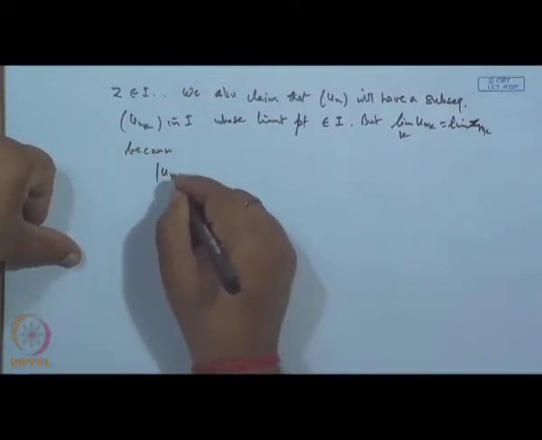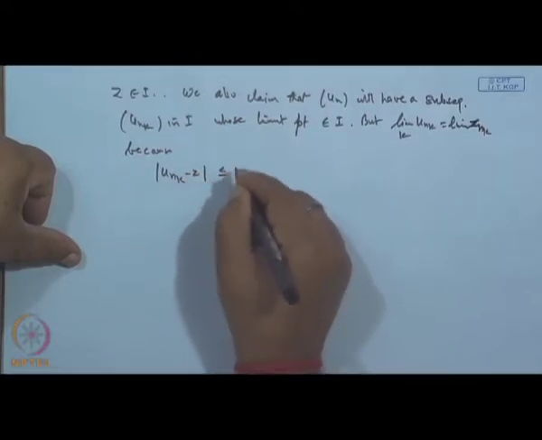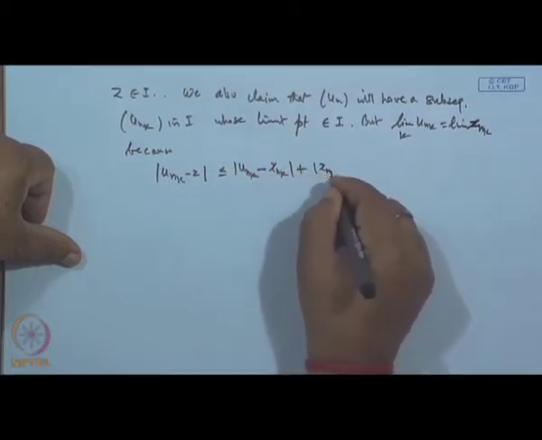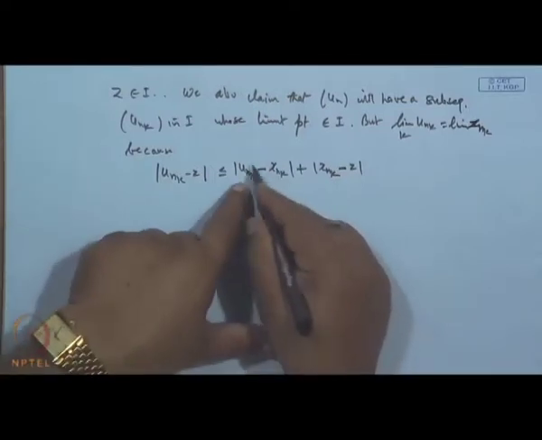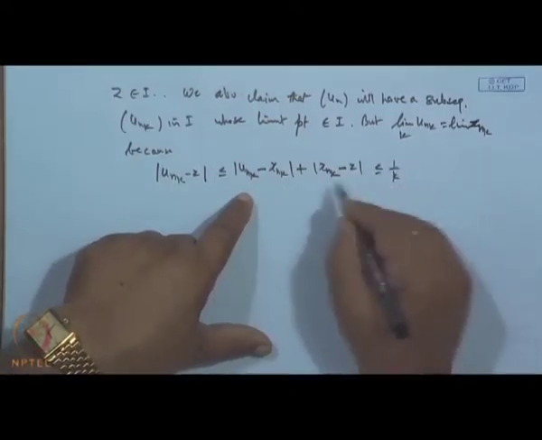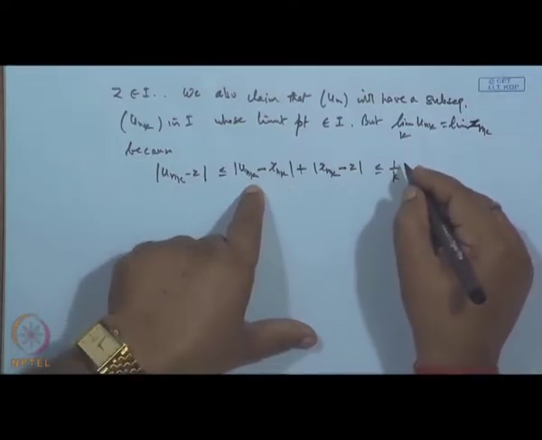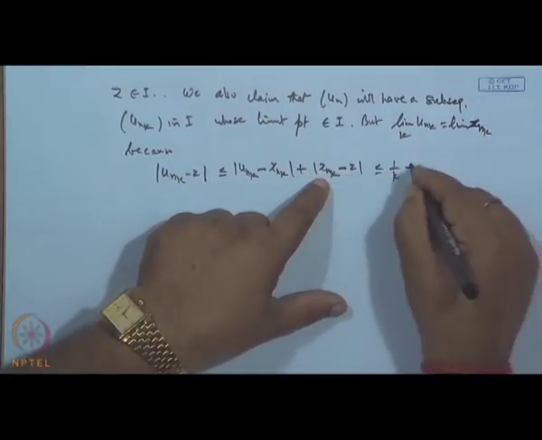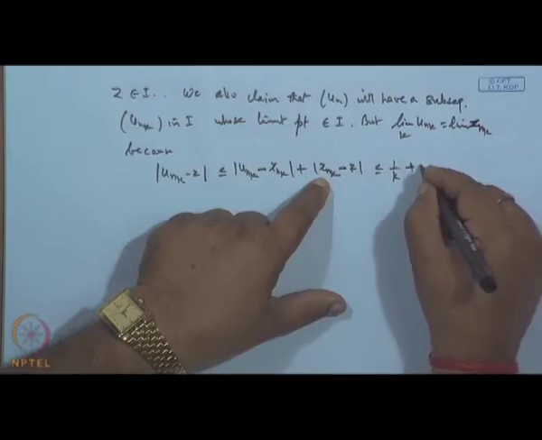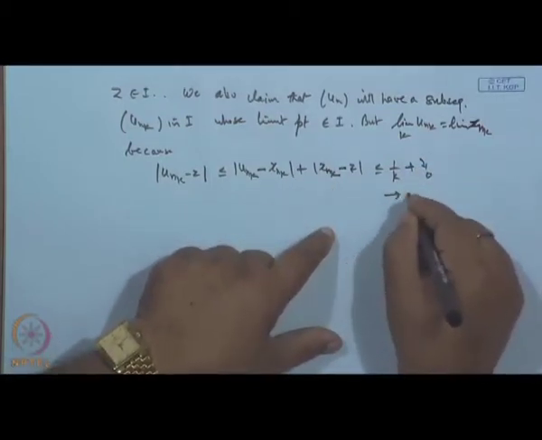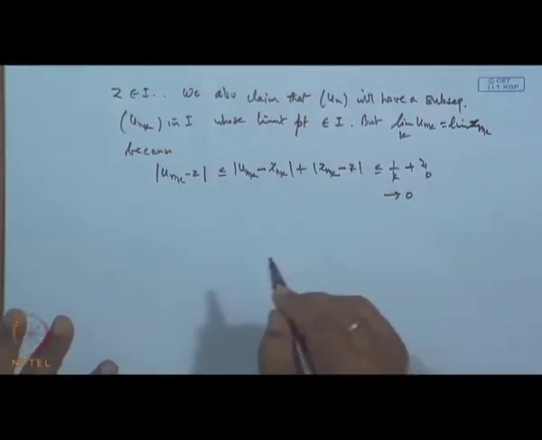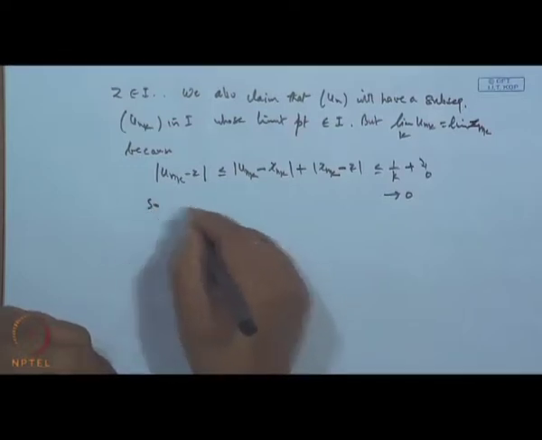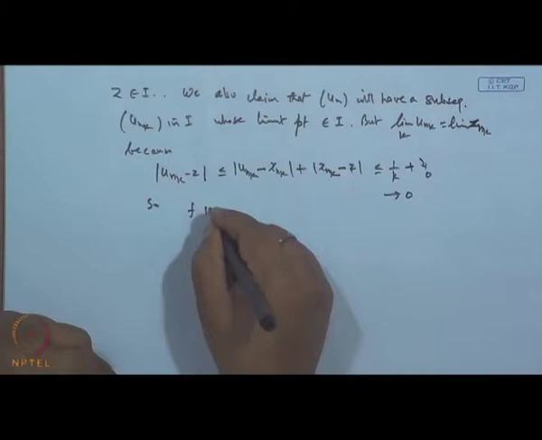If I consider u_{n_k} minus z, then this can be written as u_{n_k} minus x_{n_k} plus x_{n_k} minus z. Now, this first term is less than or equal to 1 by n_k by the condition which we are choosing, and the second term converges to z, the limit point of this, so it goes to 0. So the total tends to 0. Therefore, both will have the same limit point, and f is continuous there.